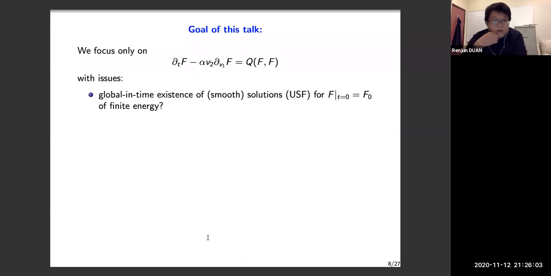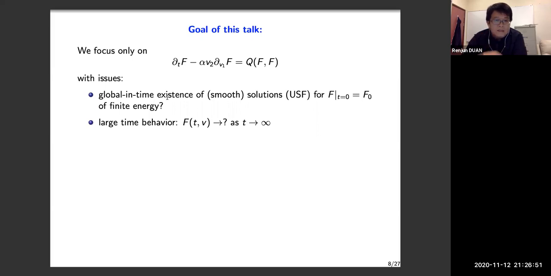So the first issue we're going to talk about is global in time existence of a solution, particularly for smooth, regular solutions. There you will see that there have been some mathematical studies on existence of weak solutions or maybe mild solutions for this equation in case the initial data is given and also has finite energy. Also I will make some discussion in the case the initial data has infinite energy. So the situation will be quite different in that direction.